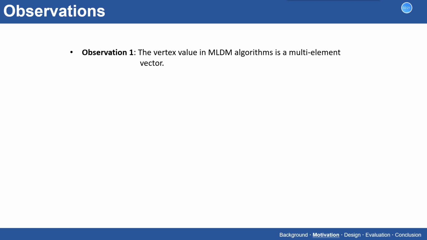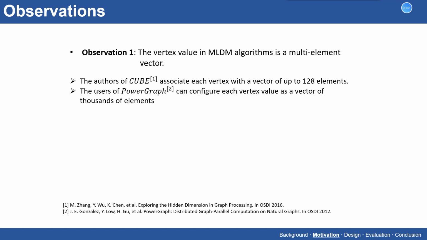To generate high-quality partitioning for bipartite graphs, we first investigate many bipartite graphs and machine learning and data mining algorithms, and obtain the following three observations. The first observation is that the vertex value in many machine learning and data mining algorithms is a vector of multiple elements. For example, the authors of cuMF associate each vertex with a vector of up to 128 elements, and the users of PowerGraph can configure each vertex value as a vector of thousands of elements.